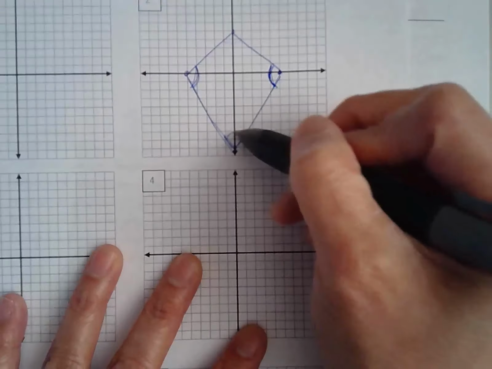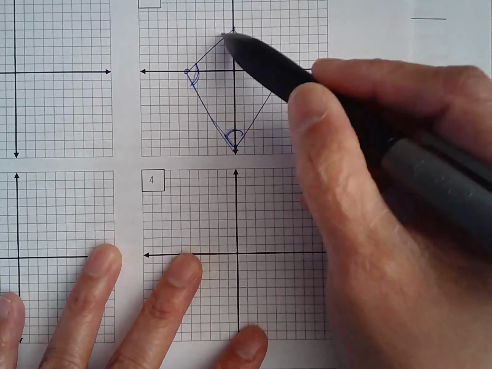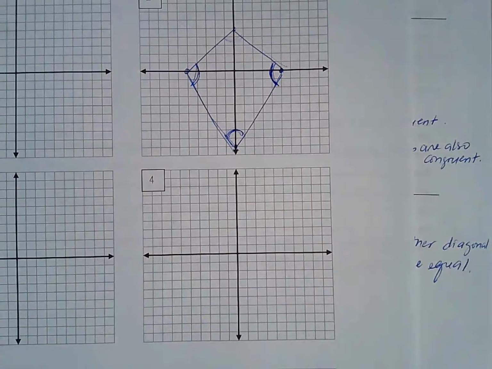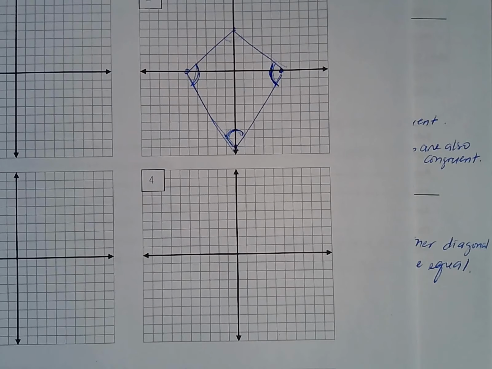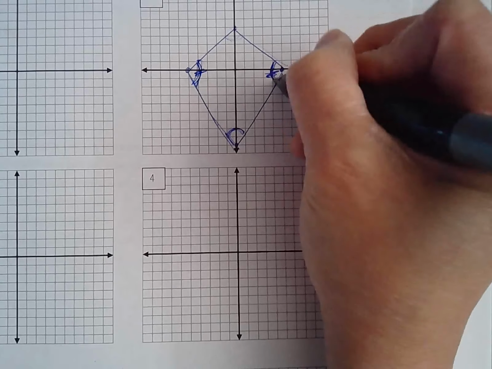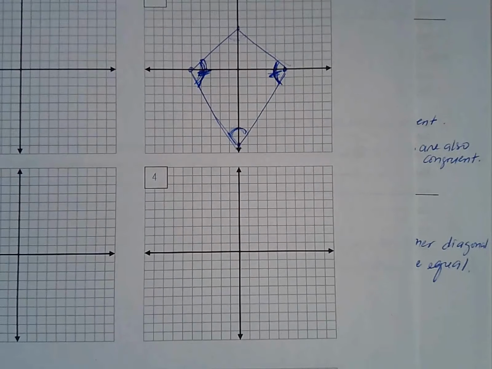It tapers down, so it means that this is smaller. So if these two look like a wide angle, this one is more like a narrow angle. So they're not the same. But these two are. These two angles are equal to each other, but these two, no.